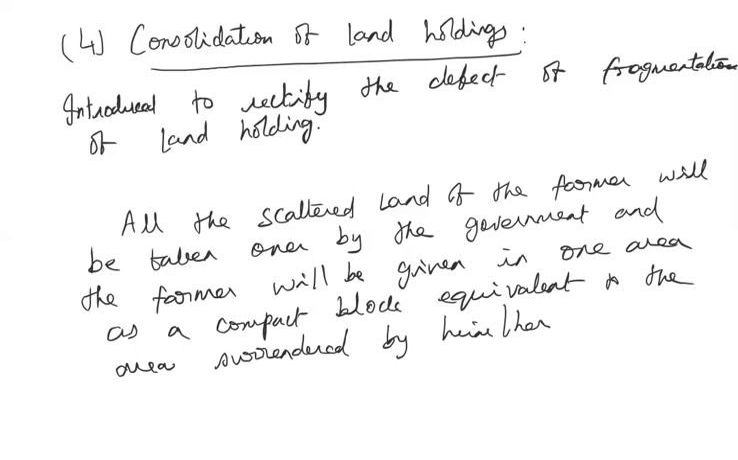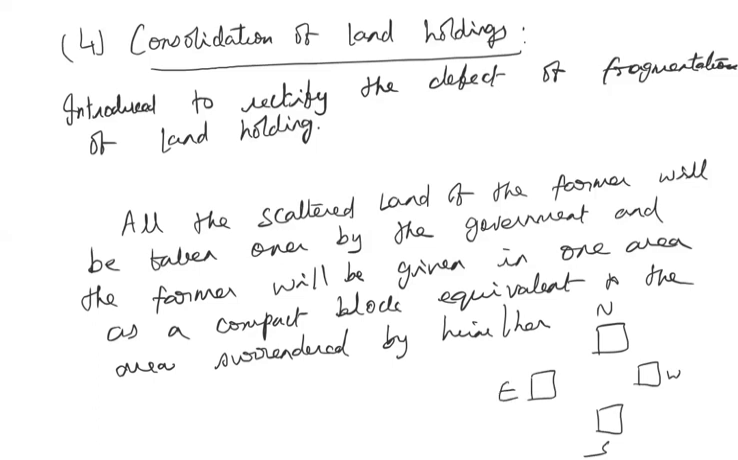So like that, all the farmers will surrender the scattered lands to the government. The government will pool all the land of the farmers, and then according to the area which they have surrendered, instead of all the scattered pieces, they will be given land in one particular area. See, for example, what is the fragmentation of land holding? The other day I mentioned one piece of land is on the northern side of the village, another one is on the western side, another one is on the southern side, and another one is on the eastern side.